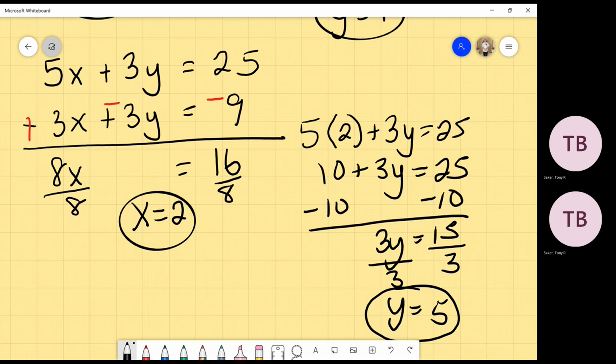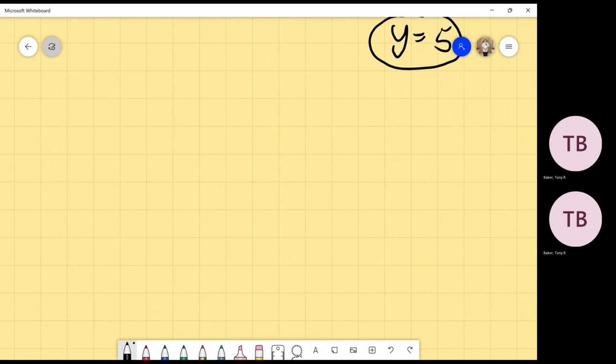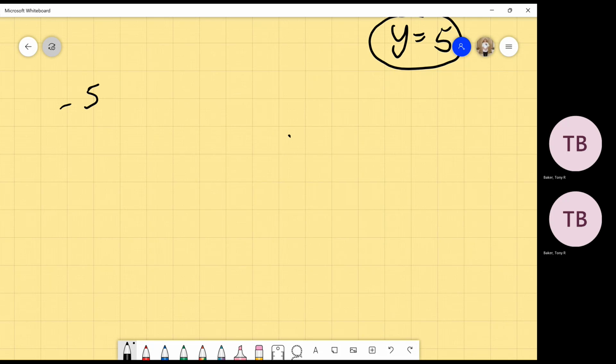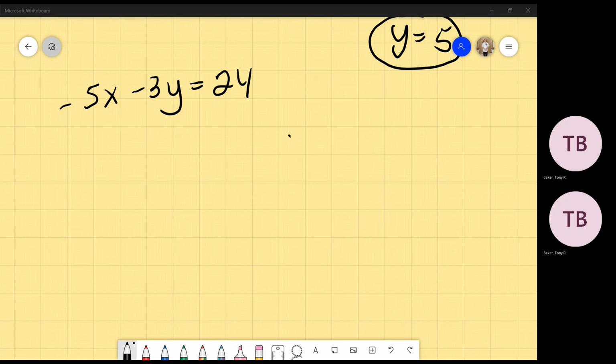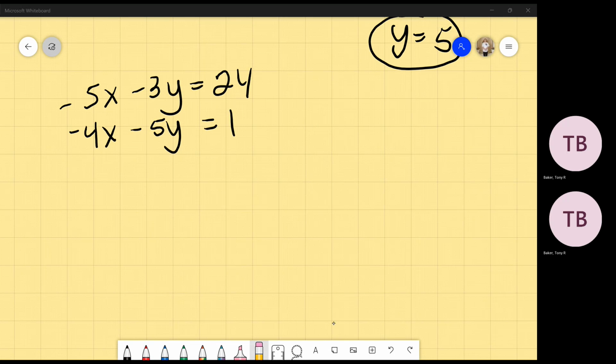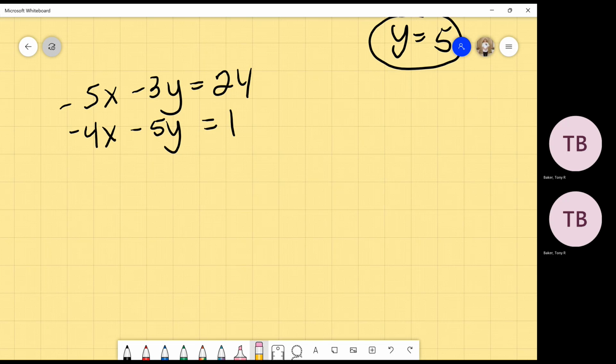Good? All right. We've got negative 5x minus 3y is 24, and negative 4x minus 5y equals 1. All right, so in this problem, do I have a letter with the same number? No.